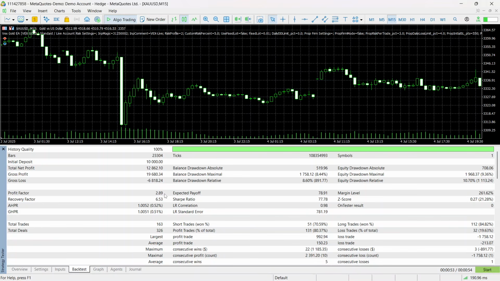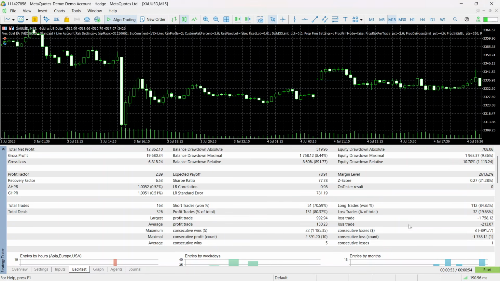The lower starting balance, still much lower. Drawdown is 8.44% for balance drawdown and 9.36% for equity drawdown. Not bad. Our largest loss was just over $1,750.